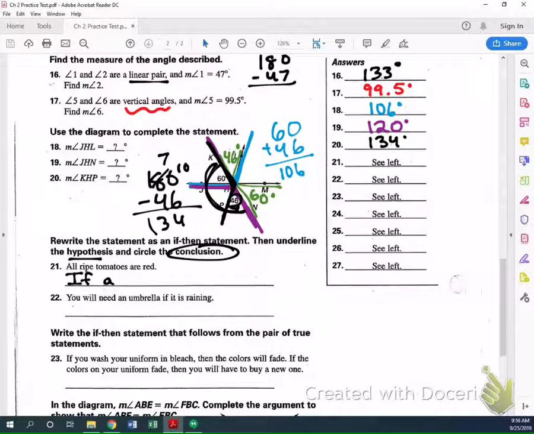This one, I could see it going either way. I would accept both answers because ripe tomatoes are red and red tomatoes are ripe. This is what we call biconditional. It works either way. So I would accept either way. So if a tomato is red, then it is ripe, or if a tomato is ripe, then it is red. I would go either way on this one.